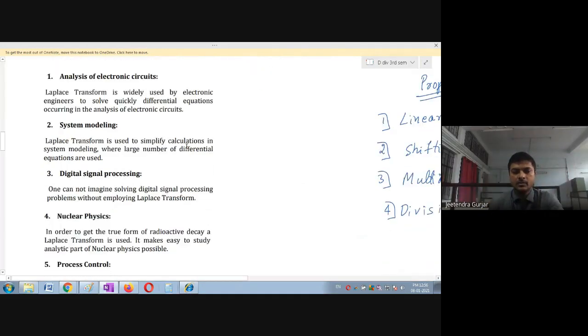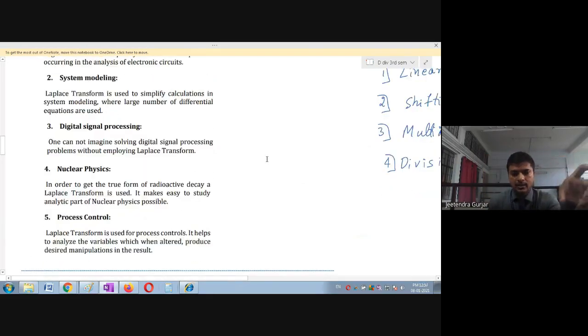Next, we have system modeling. One can see that Laplace transform is used to simplify calculations in system modeling, where you are going to use a large number of differential equations. When the differential equations are large, you can see that by using the Laplace transform, it is quite easy and quick, and you can simplify very easily.